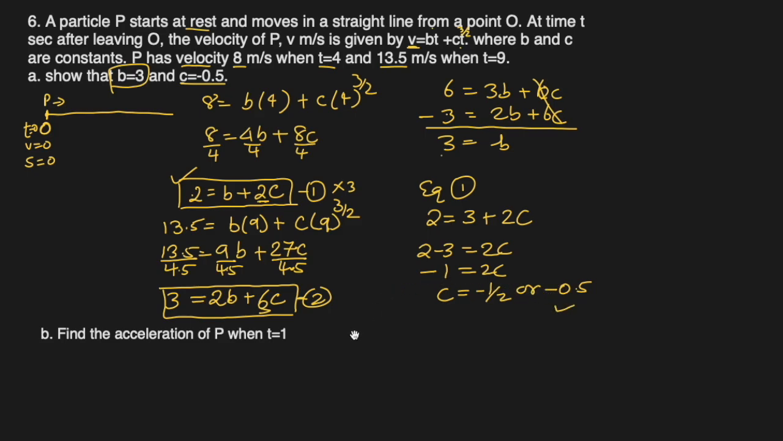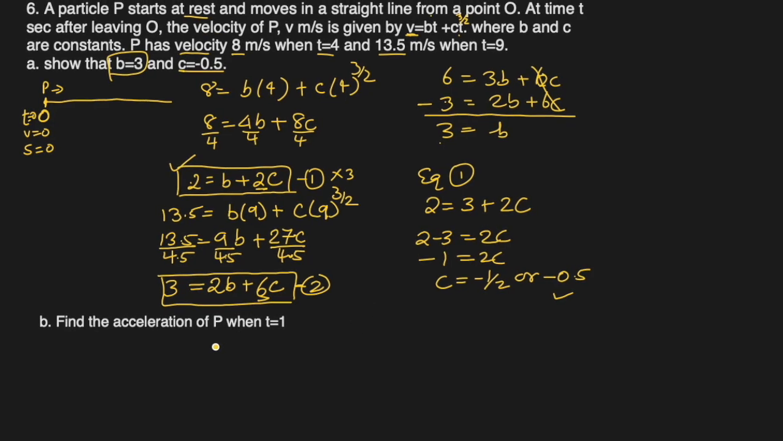Next part says find the acceleration of p when t is 1. We don't have the equation for acceleration. We have the equation for velocity. To convert into acceleration, we'll differentiate both sides. So a is nothing but dv over dt. So this one differentiated with respect to t. Differentiation of bt will be just b. Differentiation of c t to the power 3 over 2 will be 3 over 2 c t, and then the exponent goes down by 1.